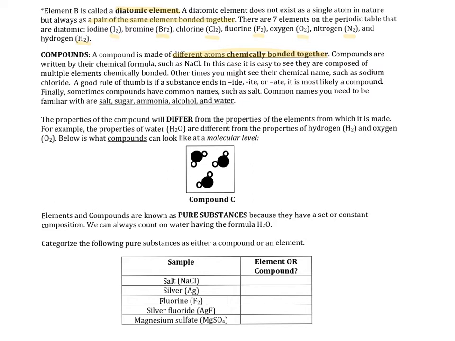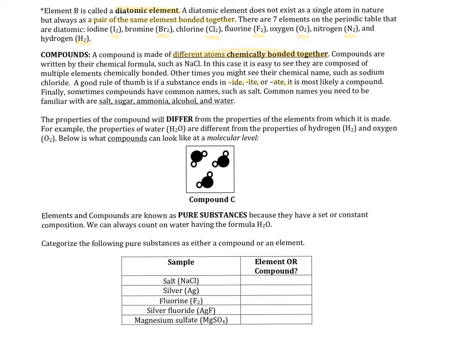In this case, when you see the formula, it's pretty easy to see that there are different elements chemically bonded together, but sometimes you'll see their chemical name written. So instead of seeing NaCl, you might see the words sodium chloride. And a good rule of thumb is that if a substance ends in "ide," "ite," or "ate," recognize that as a compound at this point in time.